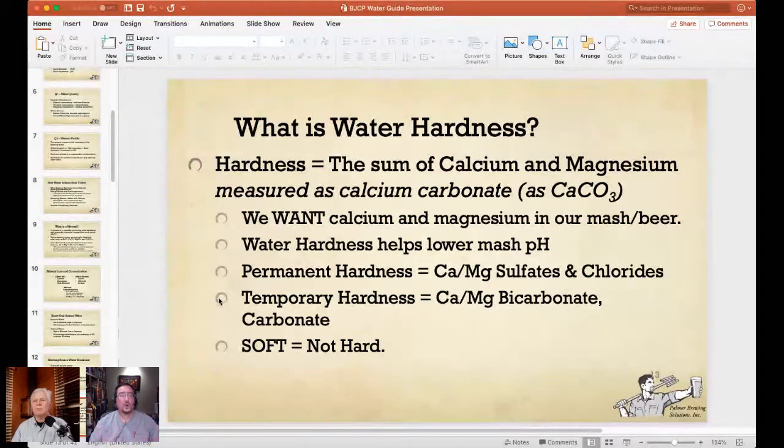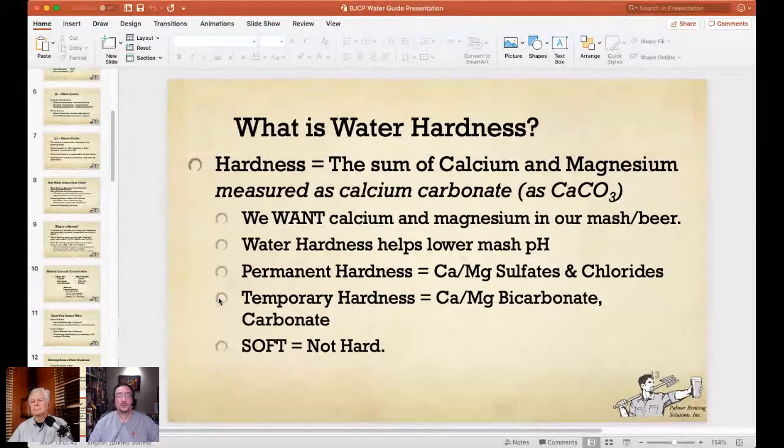As brewers, we want calcium and magnesium in our water. It's good for yeast health, it's good for beer clarity, yeast flocculation, and so on. Water hardness helps us lower our mash pH to our target range.